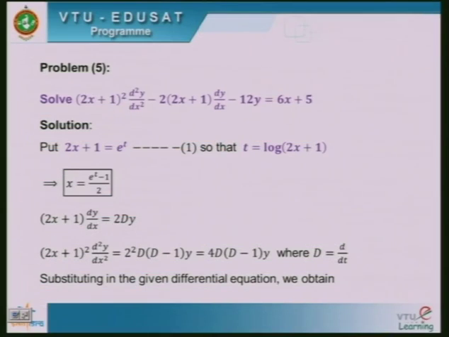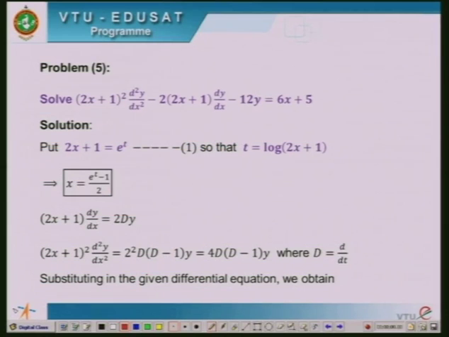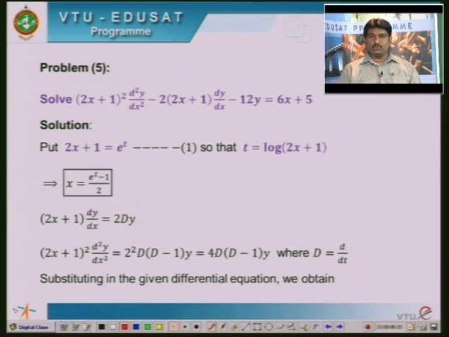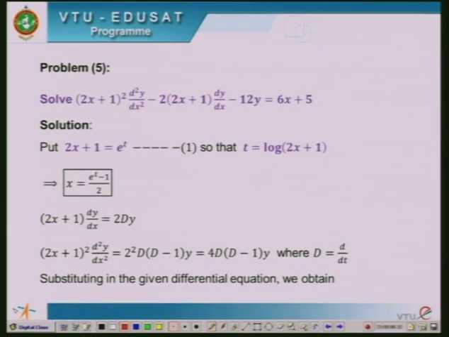Problem number 5. Solve (2x+1)² d²y/dx² − 2(2x+1) dy/dx − 12y = 6x + 5. You can see the coefficient of d²y/dx² is (2x+1) whole squared, the coefficient of dy/dx is (2x+1), and the coefficient of the dependent variable y is constant. So it is Legendre's differential equation. This is a differential equation with variable coefficients.